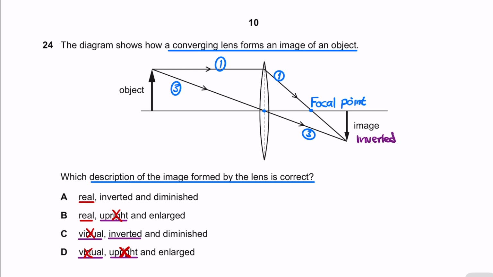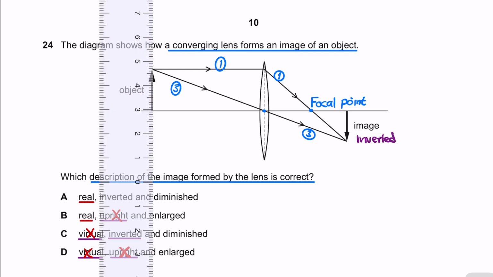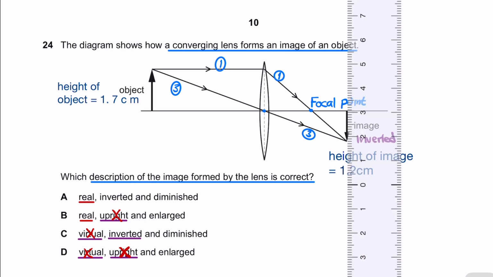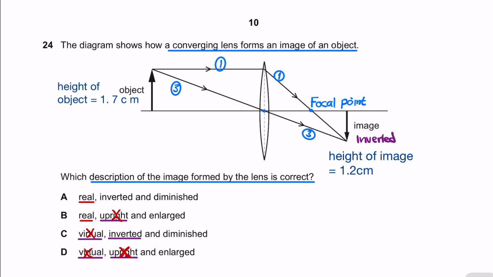One more thing to verify is the size. See the size of the object. This is not a scale diagram, but even with the naked eye, or if you want to measure, although you're not supposed to measure, just for the explanation I'm doing, the height of the object is 1.7 centimeters, and the height of the image is 1.2 centimeters. So we can safely say that the image is smaller in size than the object. That means diminished. So you get your option, that is option A.